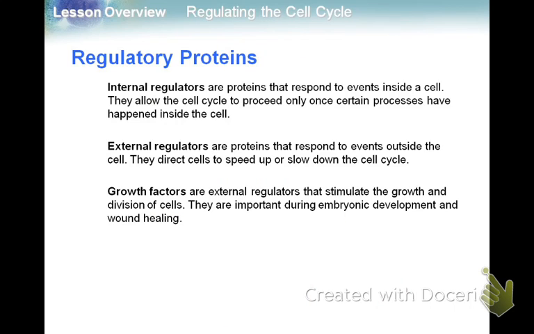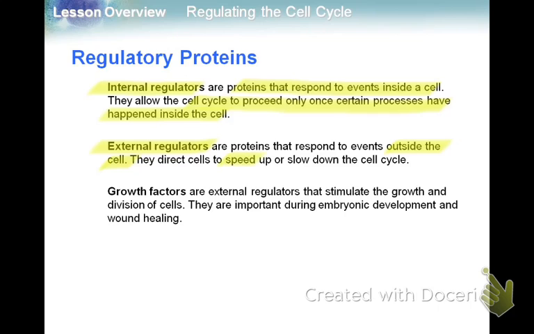There are different ways that the cell cycle can be regulated. Internal regulators are proteins that respond to events inside a cell. So they have these checkpoints that they monitor. The cell cycle can proceed only once certain processes have happened. Has the DNA copied itself? Do we have enough of each chromosome? Is anything missing?